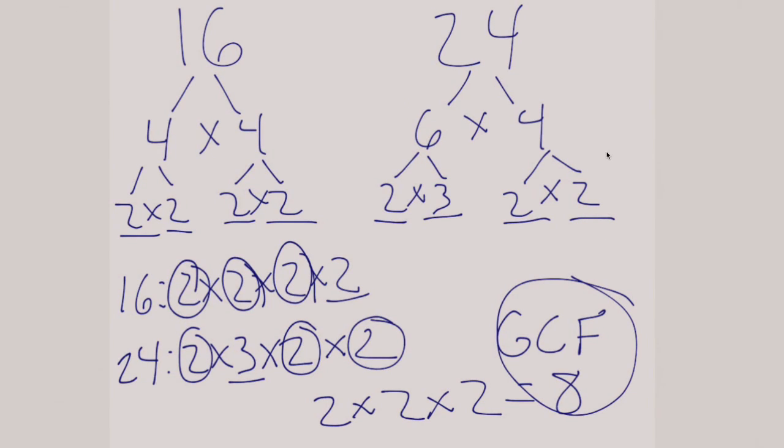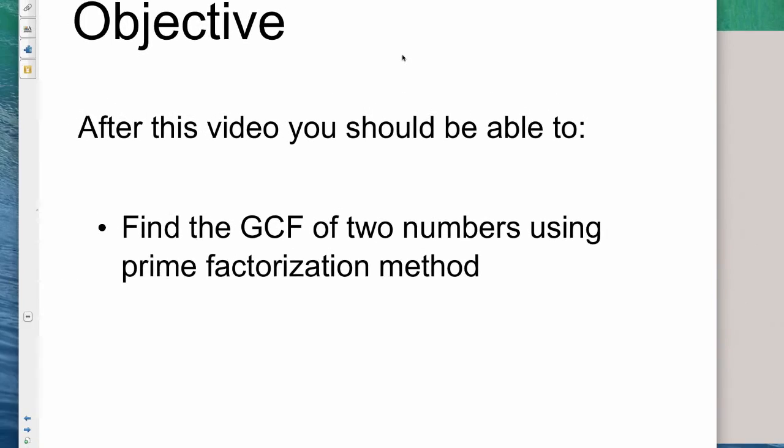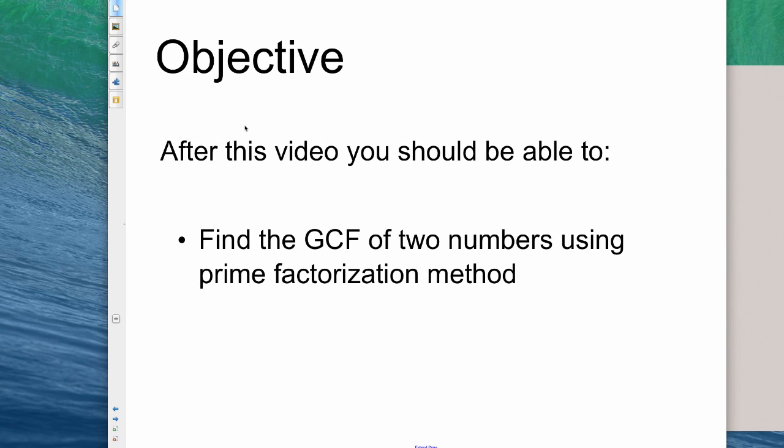Let's go back and review our objectives. The objective in this video was that after the video, you should be able to find the greatest common factor of two numbers using prime factorization as the method. So, after reviewing all our examples, hopefully this is something you're able to do. If you're having any trouble, I suggest you go back and watch the examples one more time and do the work with me.